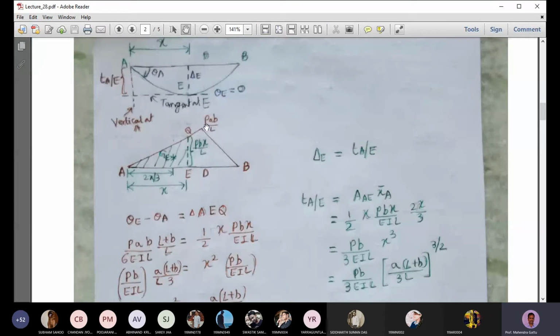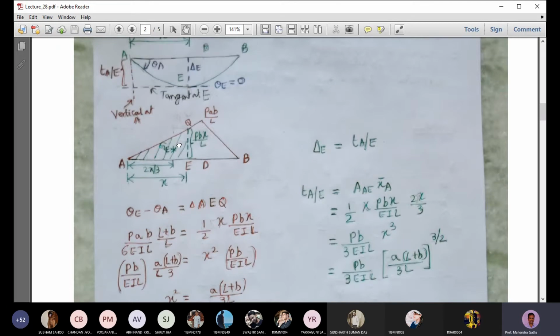So we have our bending moment diagram here, and at E we draw what? This is the location of E, which we don't know. So let's denote AE by x. So AE is x, and the bending moment at E will be PB by L into x, since PB by L is the reaction. So the change in slope, theta E minus theta A, is equal to the area under this curve AEQ. So that is the first moment area theorem.